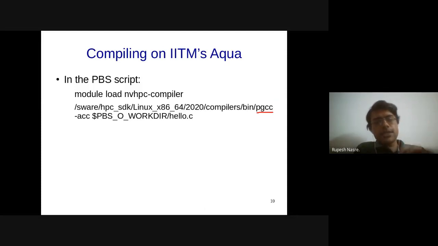If PGCC happens to be in your path, well and good. You can just do pgcc -acc on wherever your hello.c file is going to be. You'll have to change that name if you are using a separate file. If it is not in the path, then you can give the full path. That is also okay. It's not very important, but importantly, PGCC should get invoked.